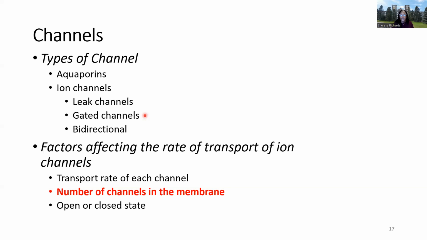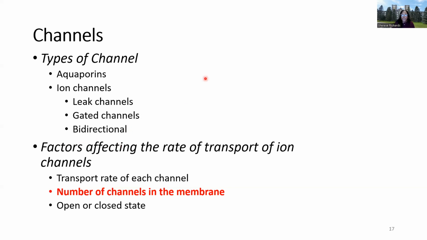So gated channels, there are a whole slew of subtypes, but they have a certain condition or requirement which act like a gating mechanism to open that channel. And then the third subtype are bidirectional channels, and then those, again, will just allow, as the name implies, bidirectional movement of ions. But it's still going to be specific to one or the other type of ion.